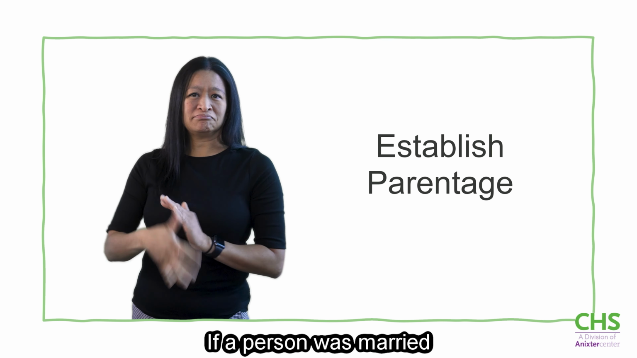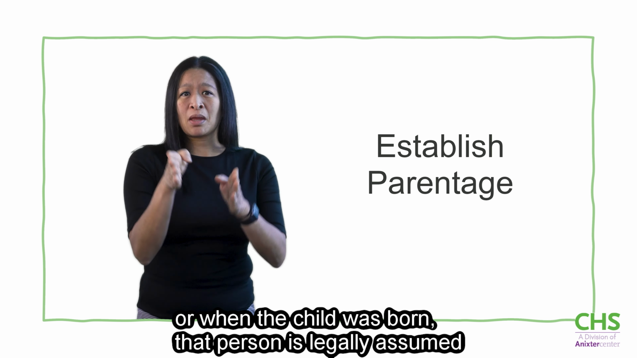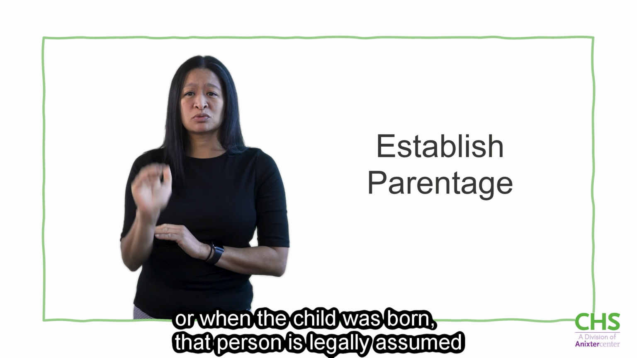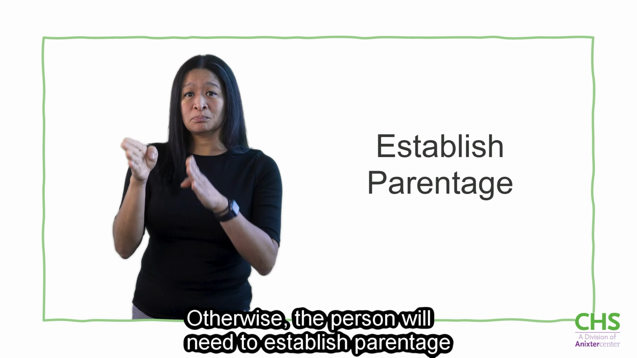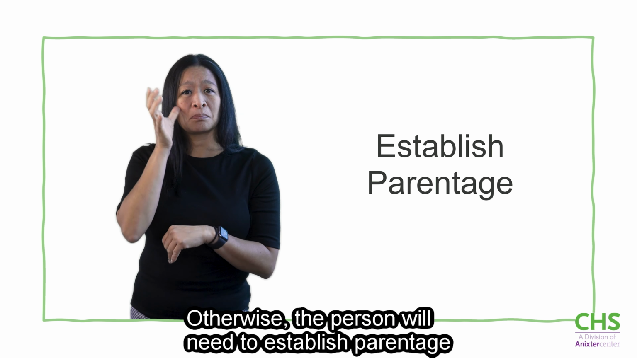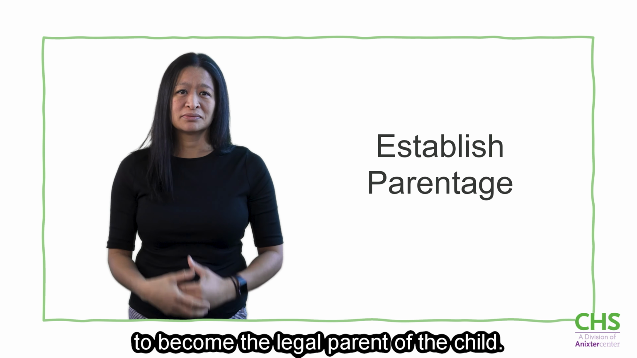If a person was married to a child's mother when she became pregnant or when the child was born, that person is legally assumed to be the child's legal parent. Otherwise, the person will need to establish parentage to become the legal parent of the child.